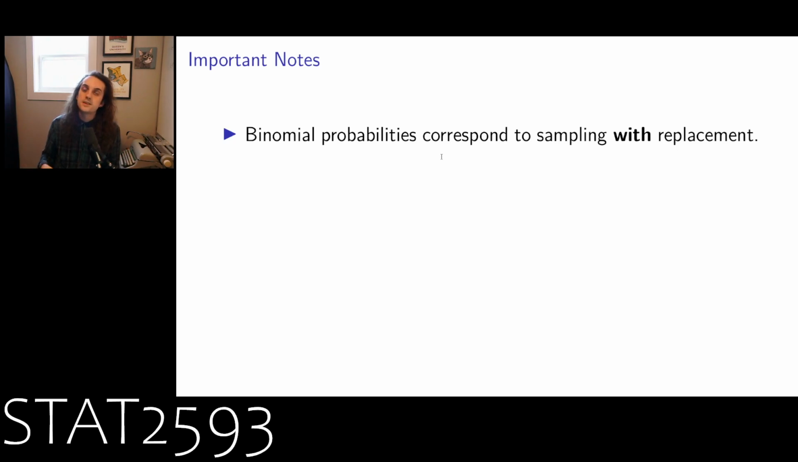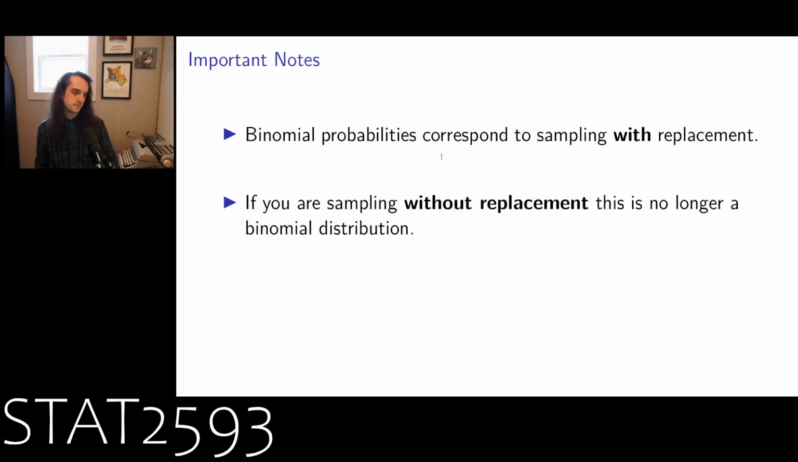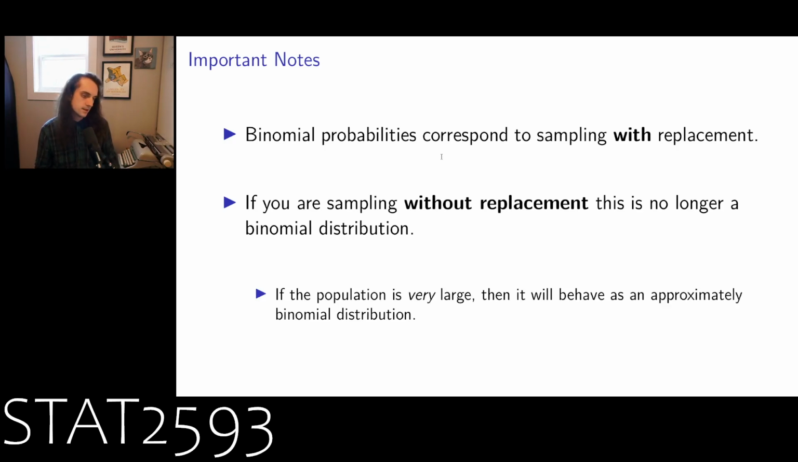And so what this would correspond to is if you draw a card, you see whether it's an ace, and then you put it back in the deck, and then you draw another card and you see if it's an ace. So it has to be sampling with replacement. If we're sampling without replacement, it's not going to be binomial. If we have a very large population, say you're drawing from a population of size 1 million, then changing the numerator or the denominator by 1 doesn't change very much, and so it will behave approximately as a binomial. But remember that in a finite population, we're not going to be following a binomial distribution, and we'll talk a little bit more about this later on.